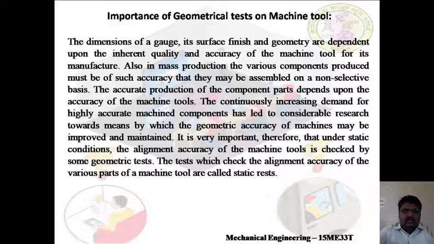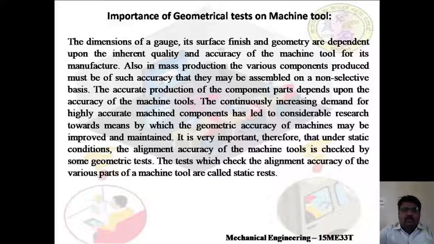What about the dynamic test? If the alignment tests are carried out under dynamic loading conditions, it is called a dynamic test. The accuracy of machine tools which cut metal by removing chips is tested by two types of tests, namely the geometrical test and the practical test. In the geometrical test, the dimension of components, position of components and displacement of components relative to one another are checked. In the practical test, test pieces are machined in the machines. The test pieces must be appropriate to the fundamental purpose for which the machine has been designed.